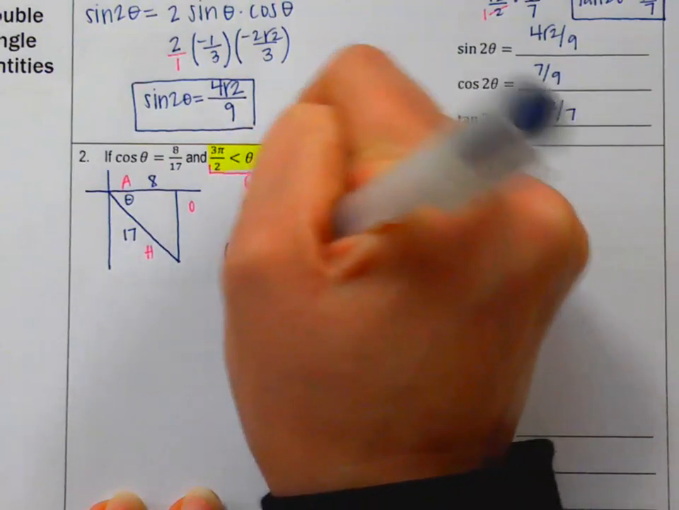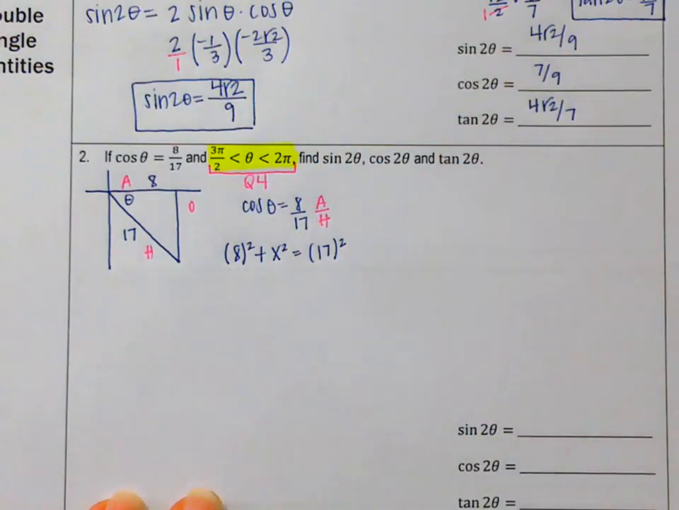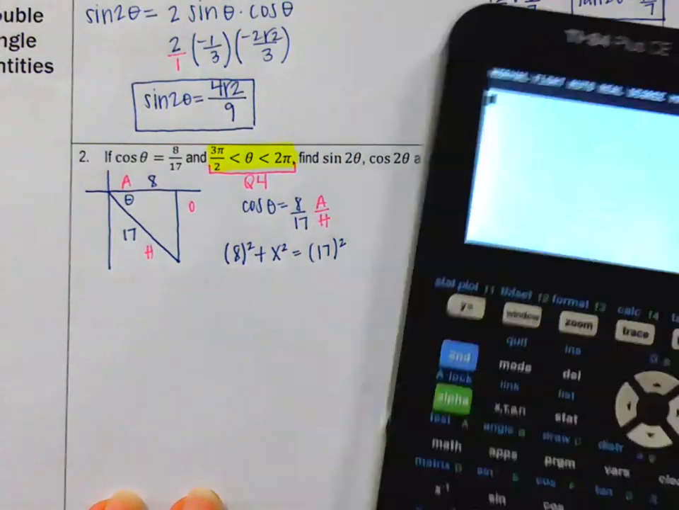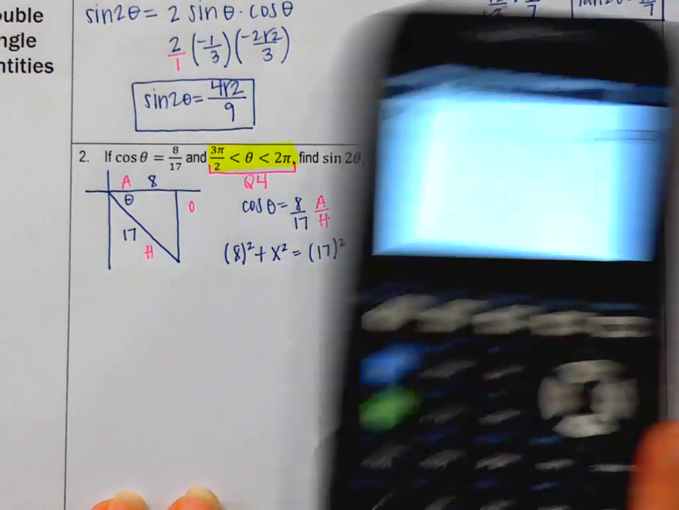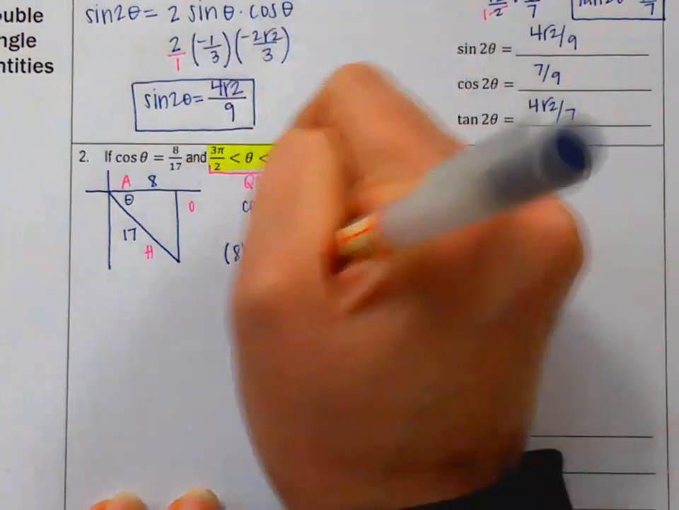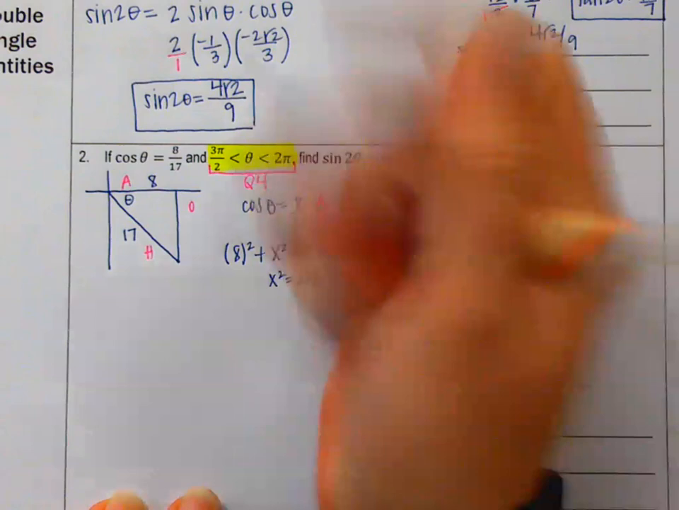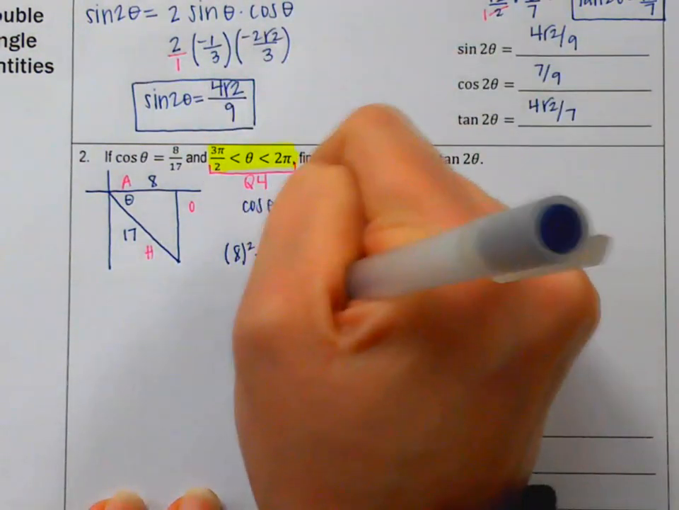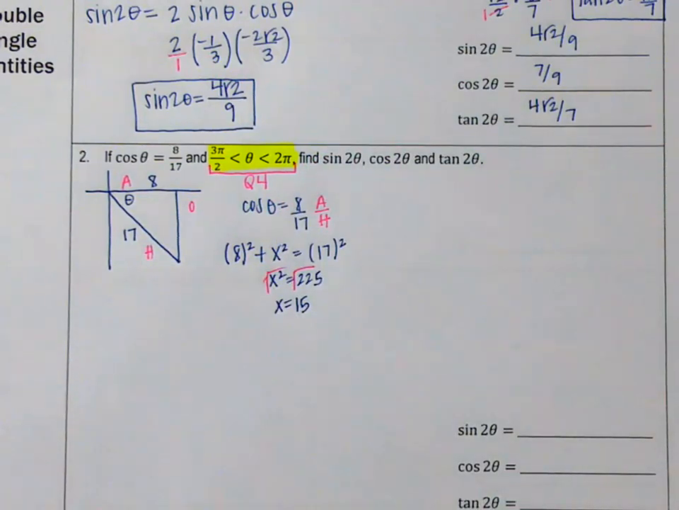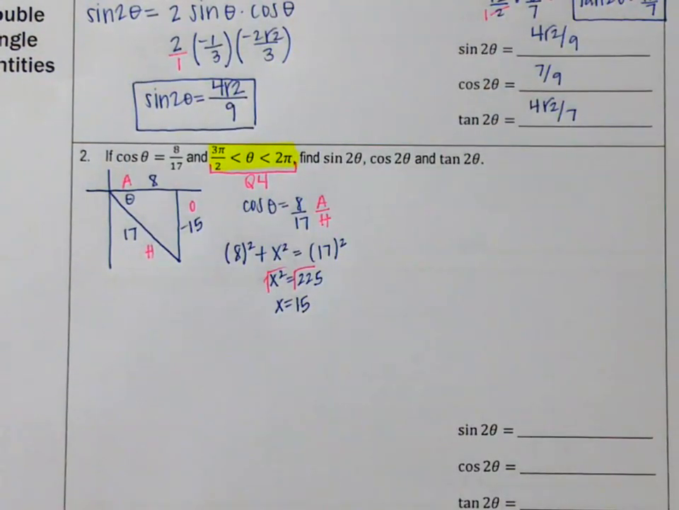8 squared plus x squared, the missing leg, is equal to 17 squared. So all I'm going to do in my calculator is I'm just going to do 17 squared minus 8 squared, and I get 225. So I get x squared equals 225. Take the square root of both sides, and I get x equals 15. Again, we recognize that this is going to be a negative 15 because it's a negative y value.